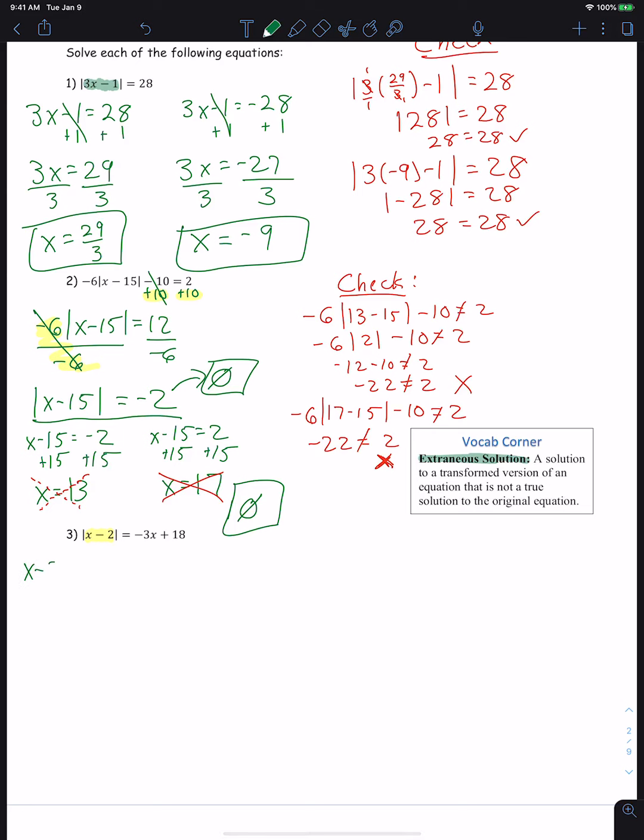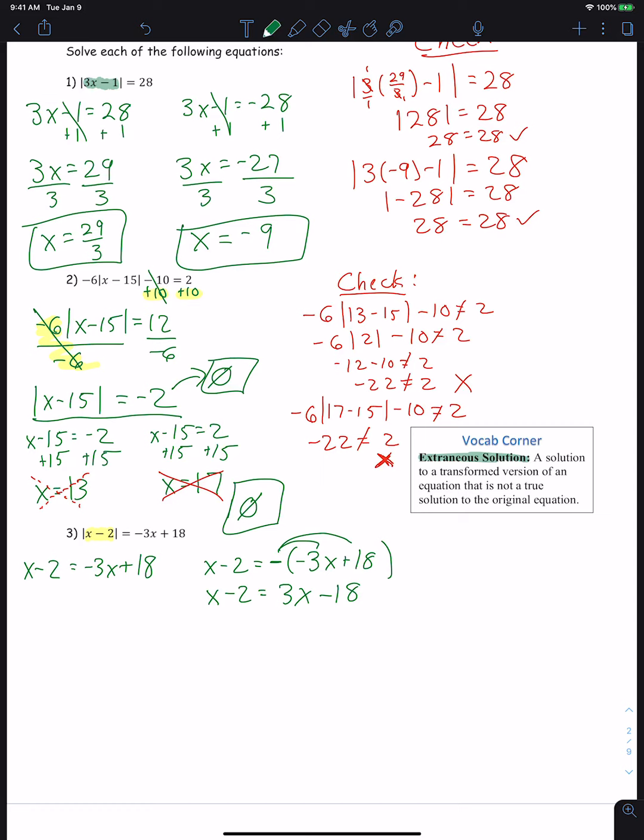So that would be x minus 2 is equal to the positive version, which is just negative 3x plus 18, what's on the right side. Or it could also equal the negative version of what's on the right. So that would be x minus 2 is equal to negative (negative 3x plus 18). We're going to multiply that right side of the equation by a negative 1. What that essentially does is flip the signs of each term on the right side. So negative 1 times negative 3x would be positive 3x, and then negative 1 times positive 18 is minus 18.